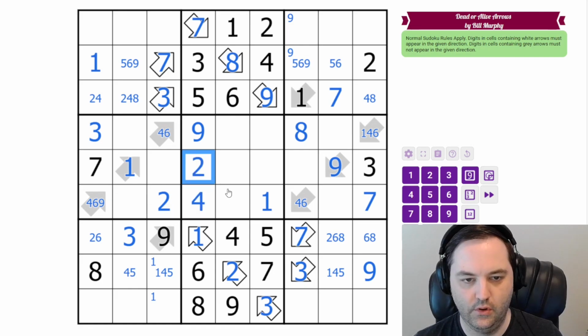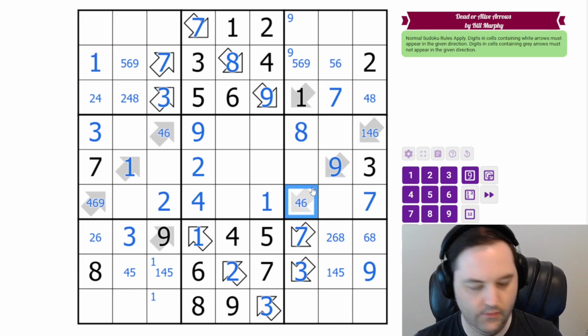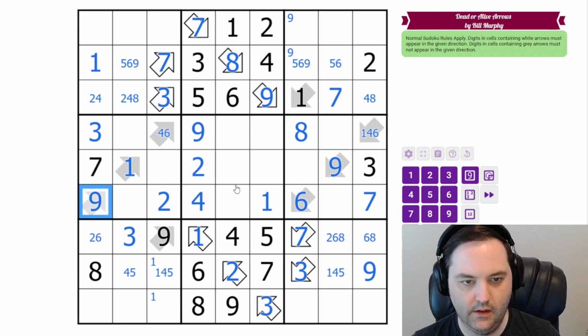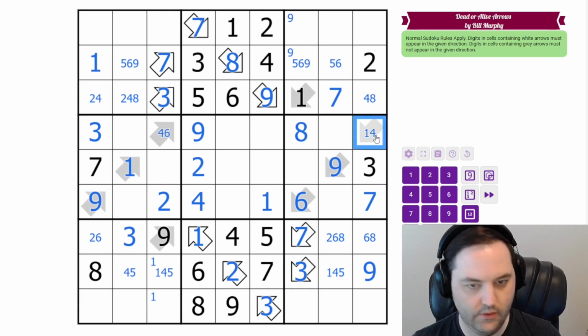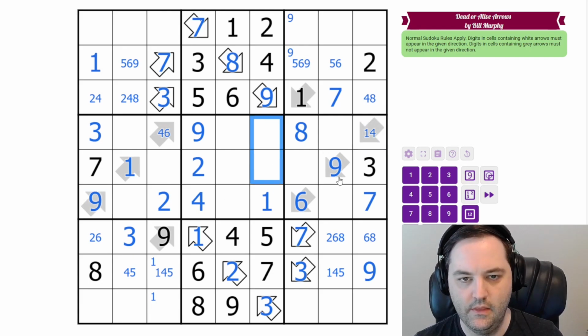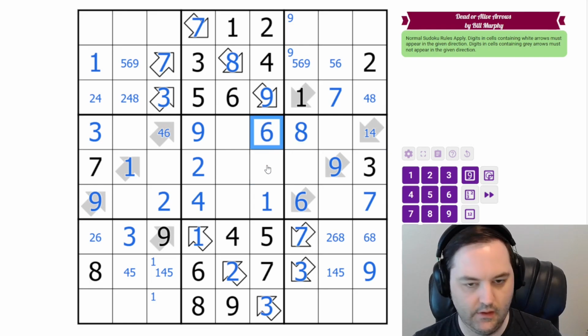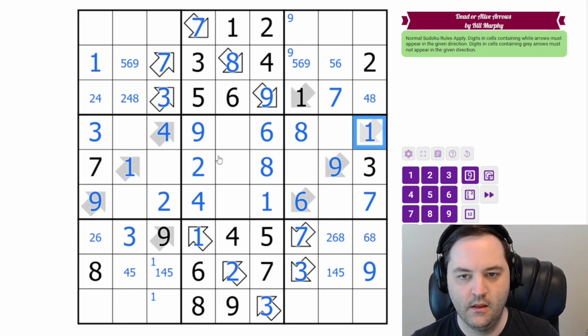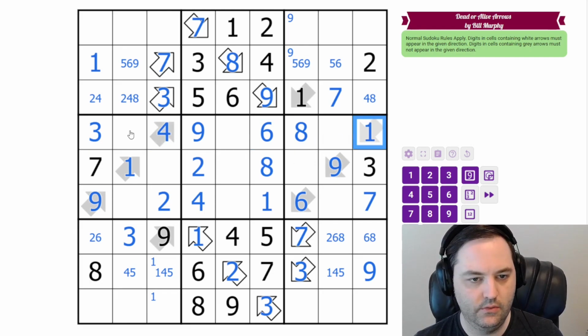2 there gives us 4 and 2 row. What I was missing. 6 there. 4 and 6 makes that a 9. This is no longer 6. And these are from 6 and 8. The 8 there makes that a 6. 6 gives us 4 and 1. And that finishes those arrows.